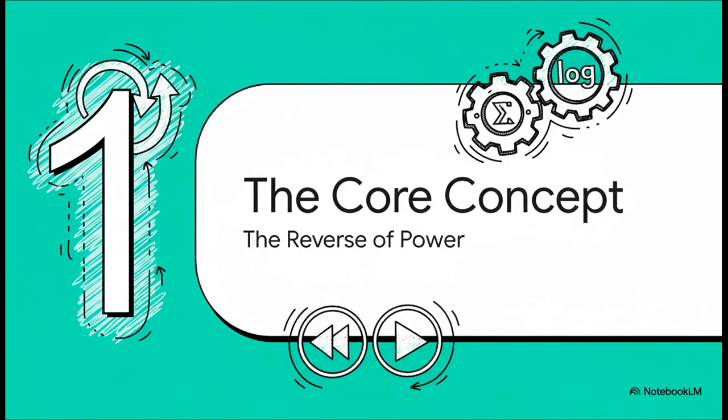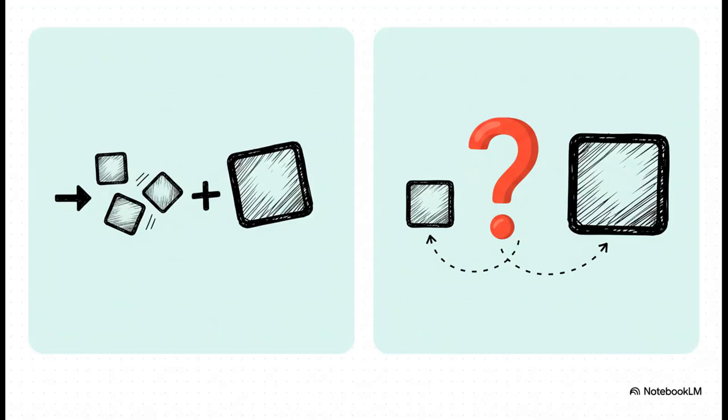And that, right there, is the absolute heart of it. Logarithms are simply the reverse, the inverse of exponents. They ask the question that an exponent answers. They really are just two sides of the exact same coin. Look here. On the left, you have the action: 2 times itself 3 times gives you 8. That's the exponent doing its thing.